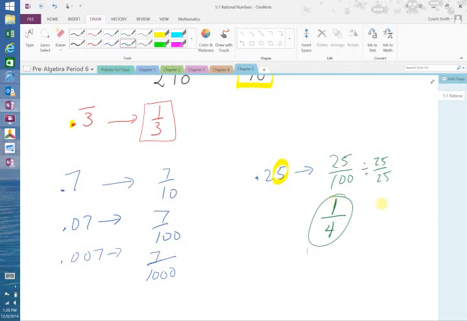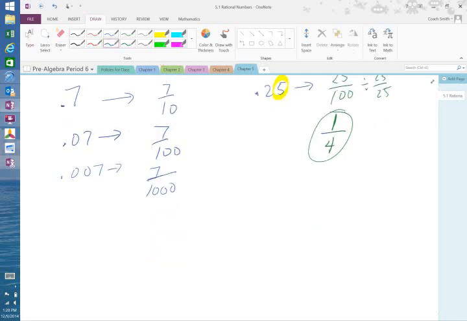Now, if they give you 4.8, they give you 4.8 and they want you to express that as a fraction. Okay? There's two different ways to do it. You can express it as a mixed number, or you can express it as an improper fraction. Let me see which way they're going to want you to do it. I think they're going to want you to do it with, let's see.